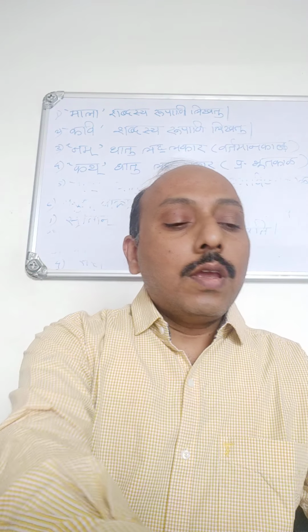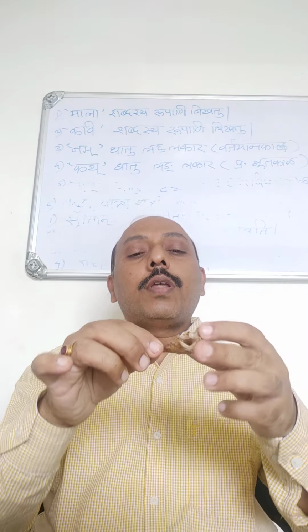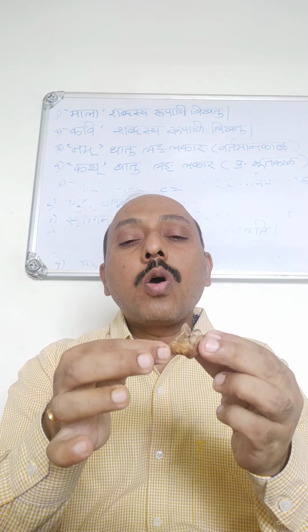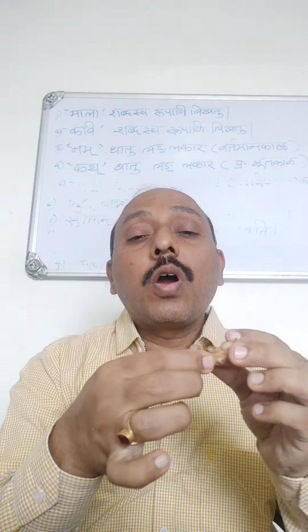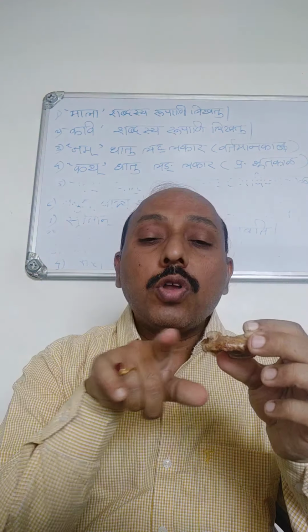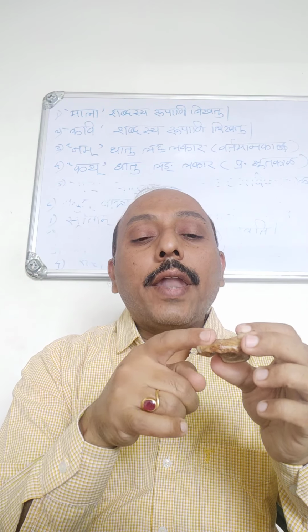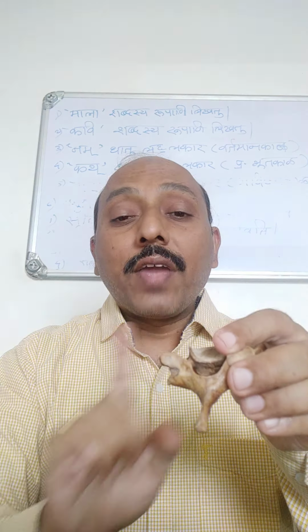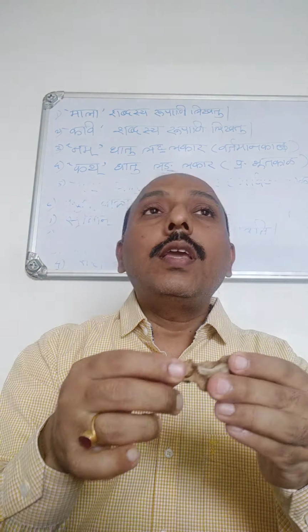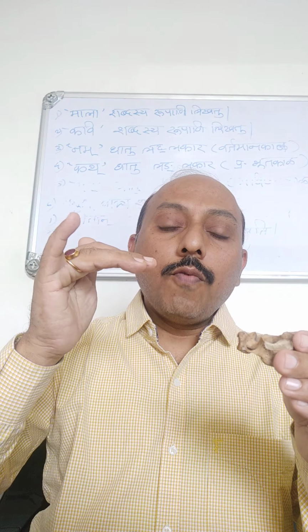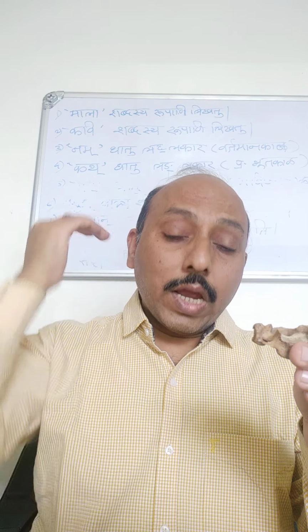Now C7 is called the vertebra prominens. Why? Because it has a long, thick spine which lies horizontally and ends in a tubercle. It is long, not bifid, thick, and ends in a tubercle. You can easily feel it on the surface of the neck at the lower end of the nuchal furrow.